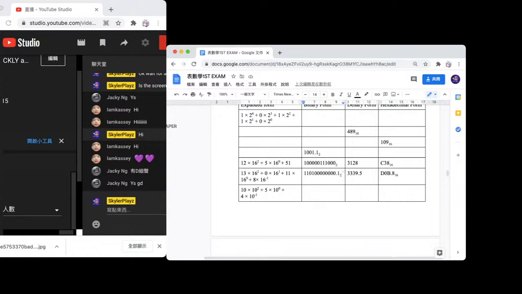Binary system. 1111 only, because we already converted that 5 here. 1011 here, 1011. Okay, and this is the final question that we do here. 10 times 10 to the 2 power, which is 1000. So 1000, 0, 0, 5 as a unit digit, and 0.4 here.